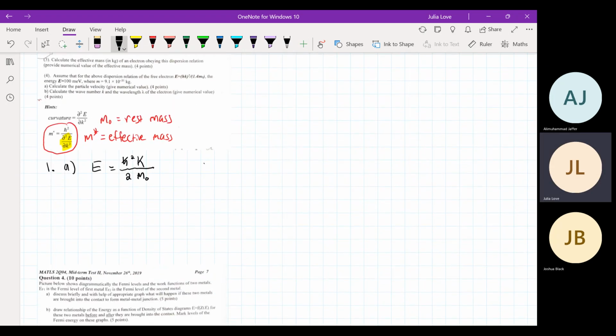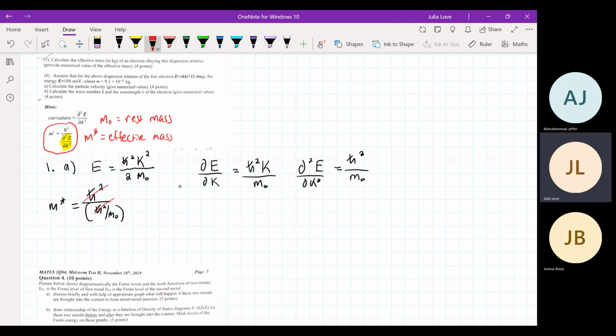So if we take the first derivative of this with respect to k, the 2's will cancel. Oh, that's k squared in this equation. And this one here is just k, and then that 2 cancels out over m0. And then the second derivative of this energy with respect to k will just be equal to this squared over the rest mass. And then if we plug it back into this equation here for an effective mass, we know that it'll just be equal to this.